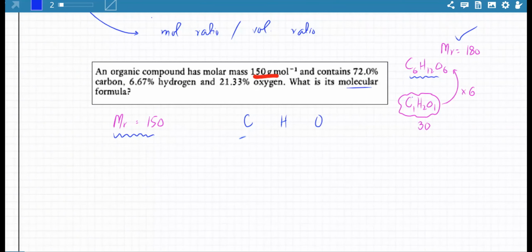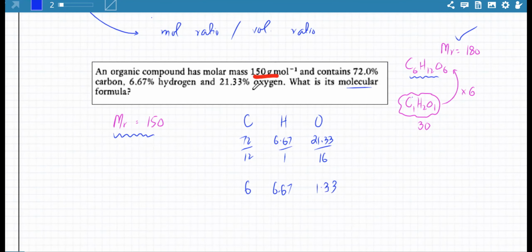Carbon is 72%, so it's going to be 72 divided by 12. Hydrogen is 6.67%, and that's going to be divided by 1. And oxygen is 21.33%, and that's going to be divided by the AR of oxygen, which is 16. What are the values that we're getting? The middle one is 6.67. Carbon is 6, obviously. And what's 21.33 divided by 16? 1.33. So you get 1.33.